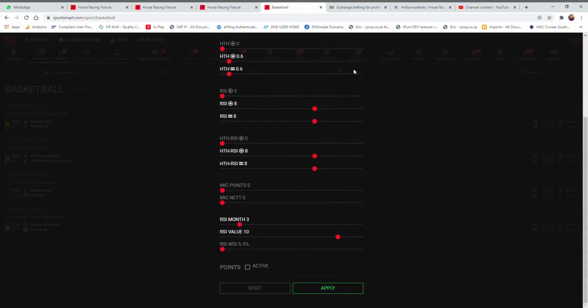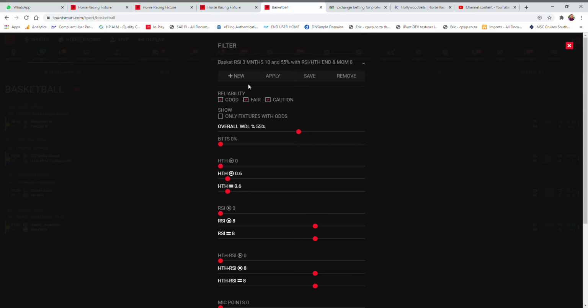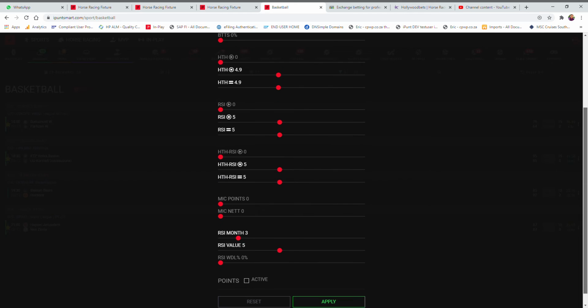Then the other filter that we have here, you can make your own filters. You simply create them here and apply them. The other one is a basketball RSI of 5 with the 3 months at 55%, overall win or loss at 55, and all of those is at 5, not 4.9. Let's just change that and change that. Going down here, all of 5, and the RSI was also at 55%.